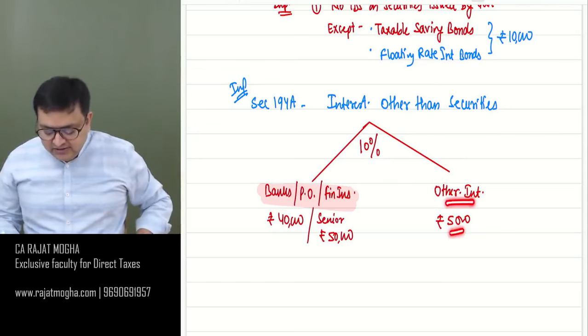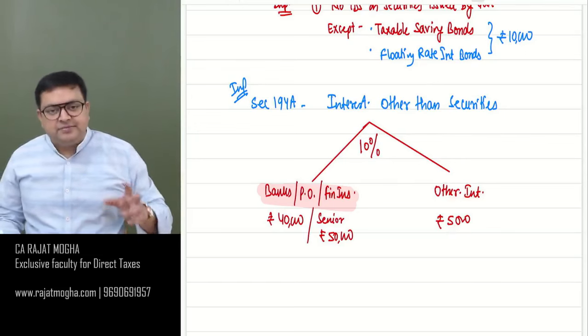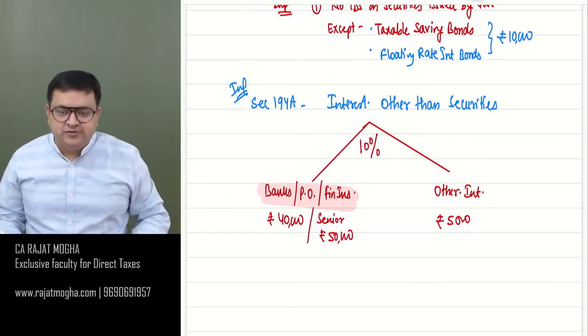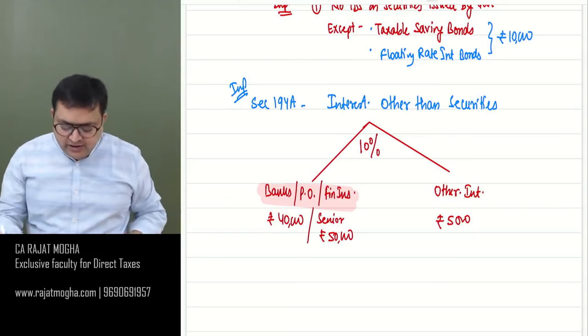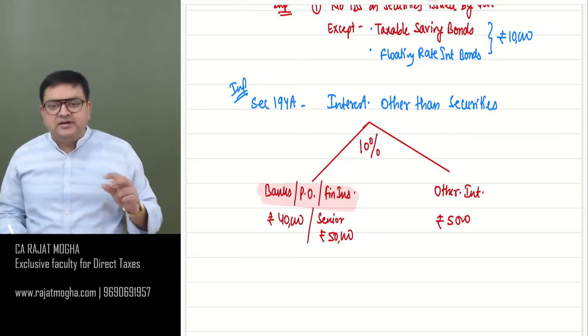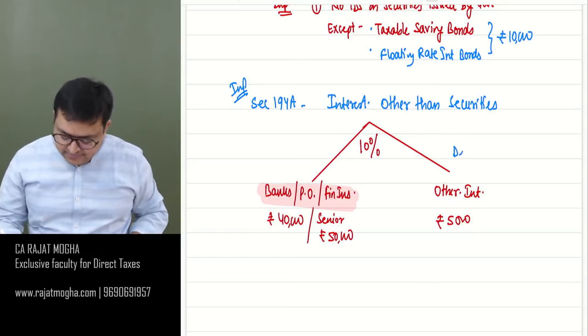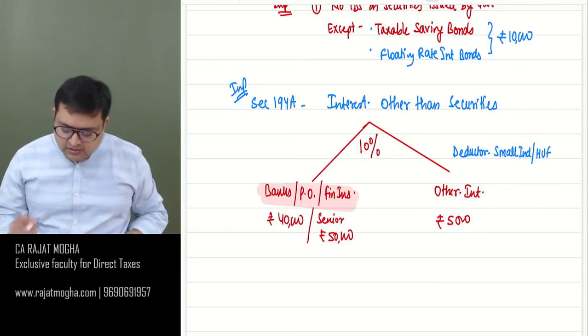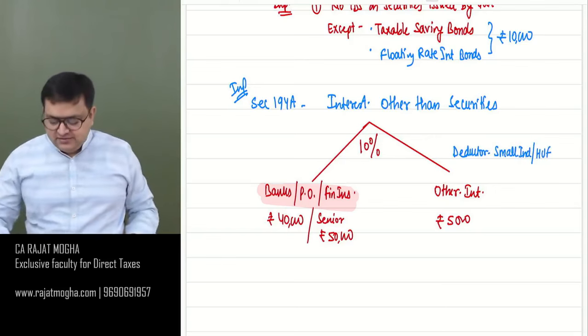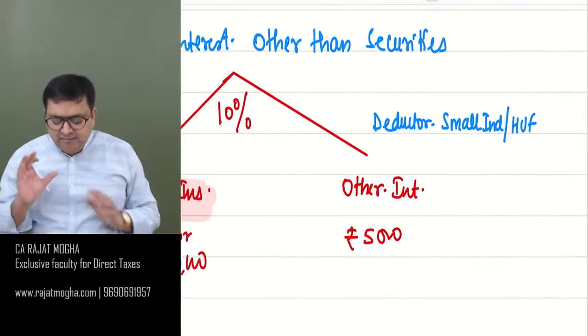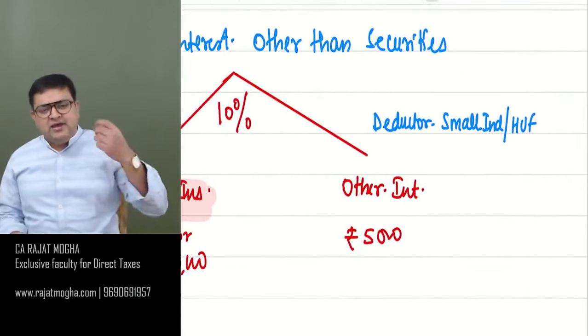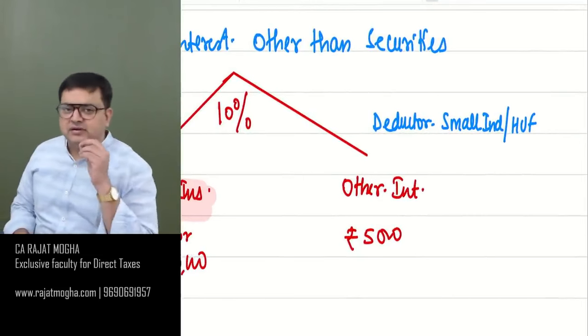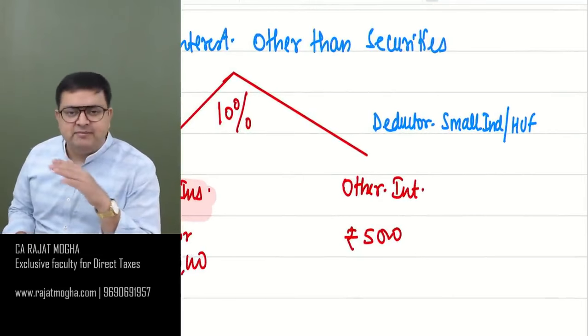So these deductor can be any person, but not small individual or HUF. So this is a very common point in TDS. If the deductor is small individual or HUF, they will not deduct TDS. If the deductor is a big individual or HUF, they can deduct, or any other person. For any other person, there is no such thing like big and small.